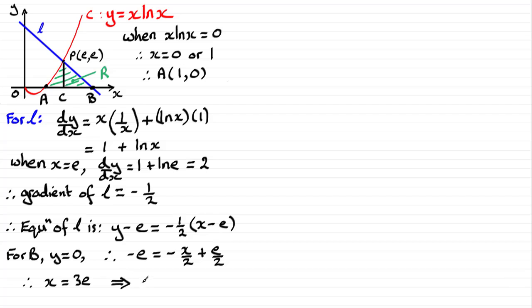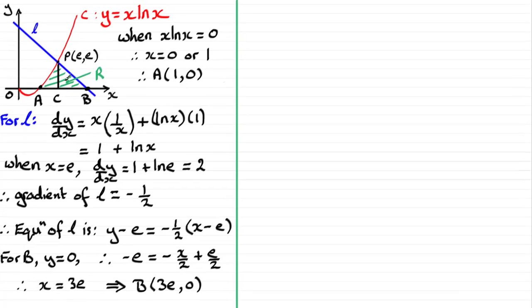Okay, so it follows then that the x-coordinate at B is 3e. All right, and the y-coordinate will be 0. Okay, well that's giving me the x-coordinates at A and B. So now I'm in a position to work out, let's say, this area here, this region APC.